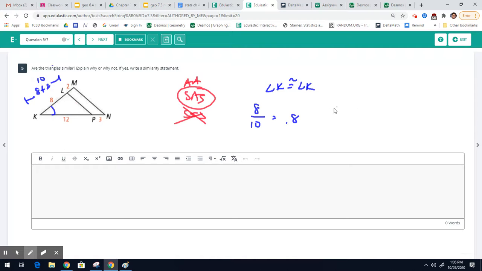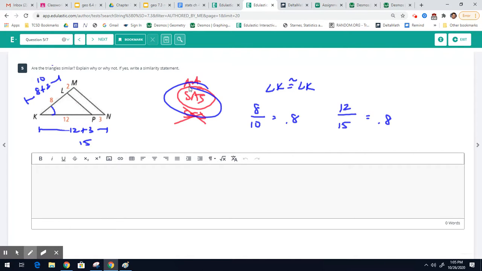Okay, now let's do this side. So the short side is 12 over the entire side, which is 12 plus 3, that's 15. So what's 12 divided by 15? That's also 0.8. And there we go. These two triangles are similar by side, angle, side.